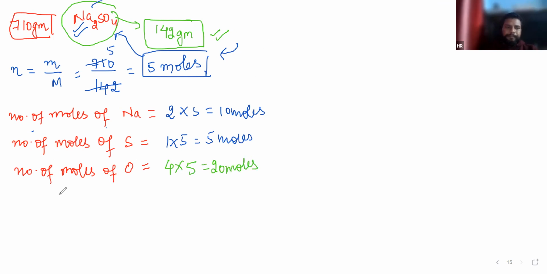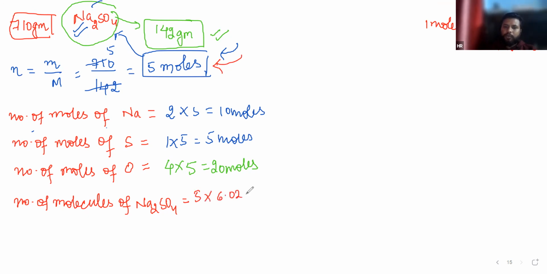Again, the number of molecules of Na2SO4. In one mole, there are 6.022 into 10 raised to the power 23 molecules. Okay, so how many moles are here of Na2SO4? 5. So we just need 5 into 6.022 into 10 raised to the power 23 molecules. You can solve it, multiply it easily.